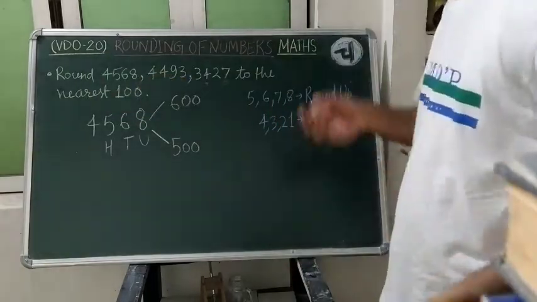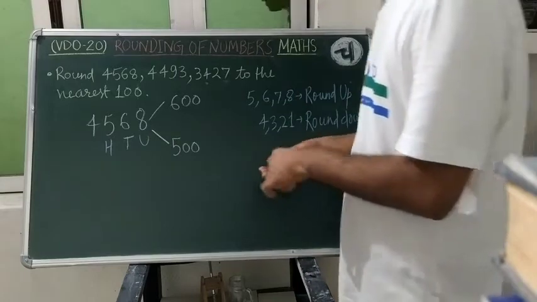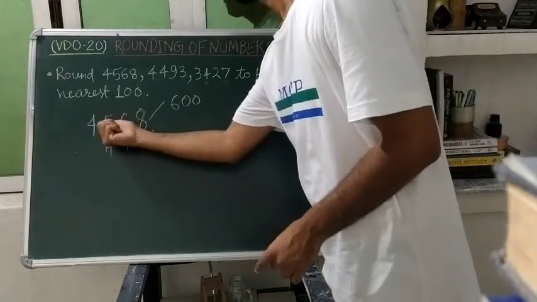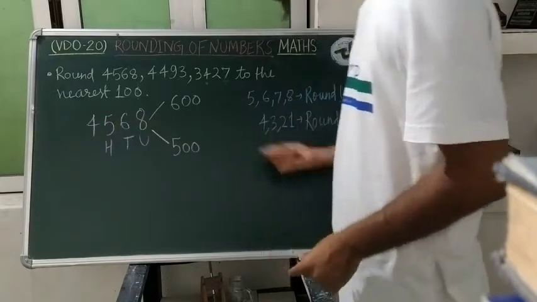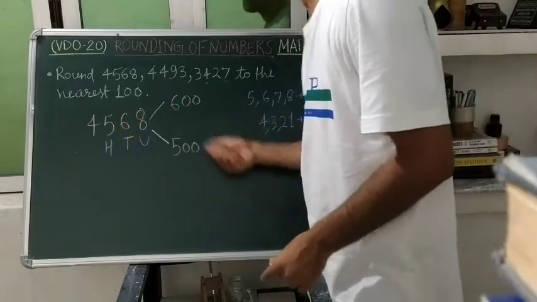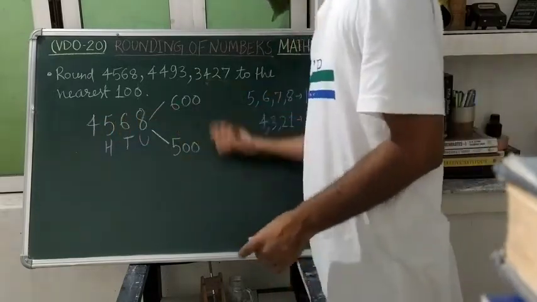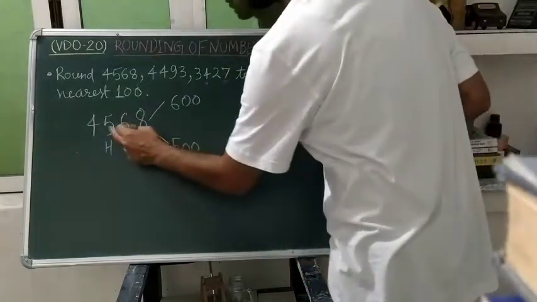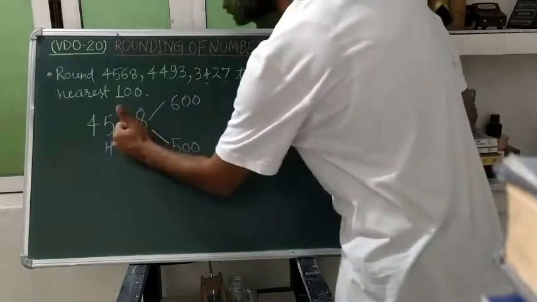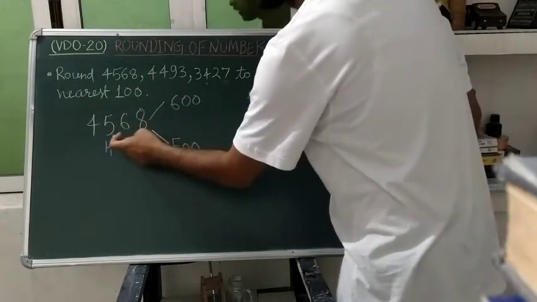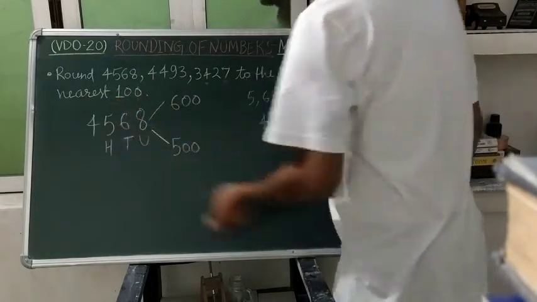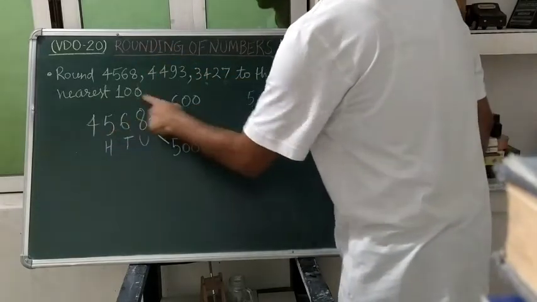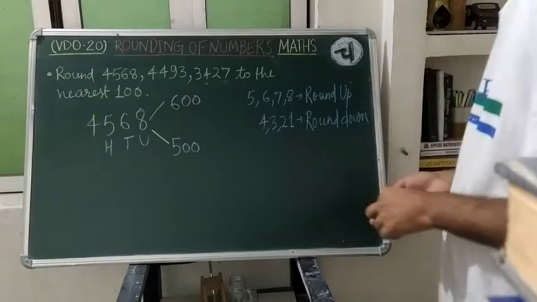So we shall read the multiple near to that 568. Near to the 568, 500 and 600 will be present. In other words, whatever number is present at that place, that times 100, and one up means 5 plus 1, 600.